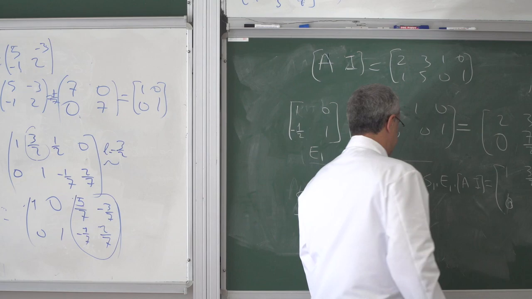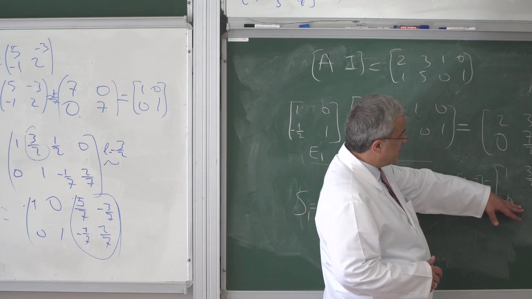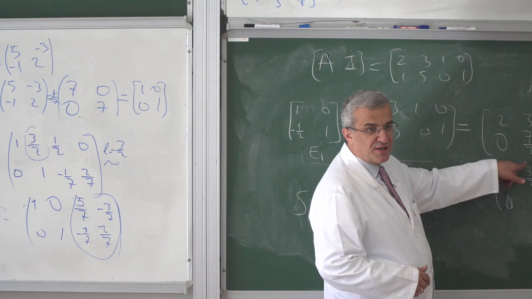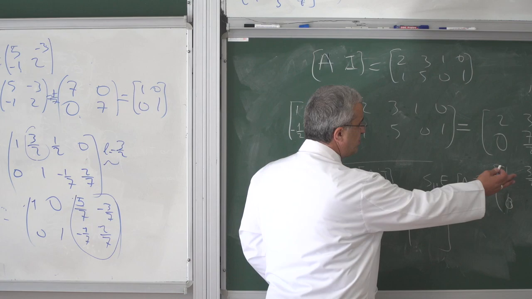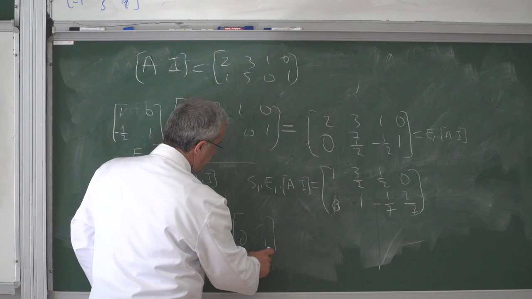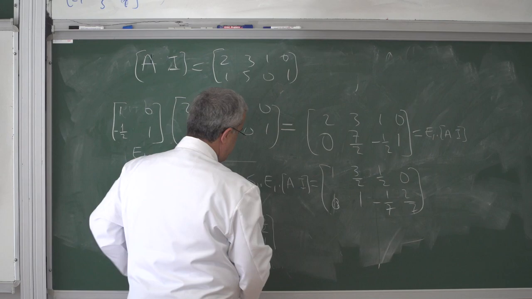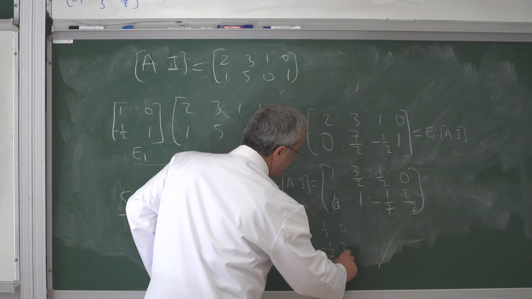Okay, you get the picture now. So what do I do now? I need to find a scaling matrix that, when I multiply it from the left-hand side, will take 3/2 times the second row and subtract it from the first one. What should that be? The second row will remain the same. First row will be 1 minus 3 over 2 times, let's see, 1, 3 over 2, 1 half, 0, 0, 1, minus 1 over 7, 2 over 7, right?